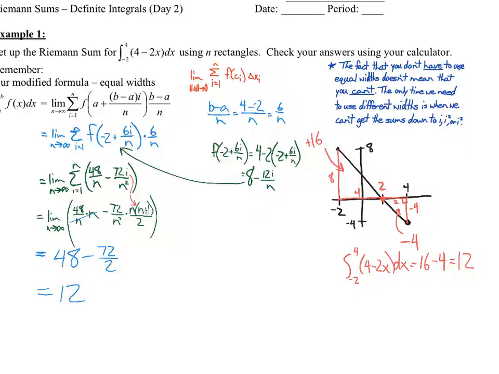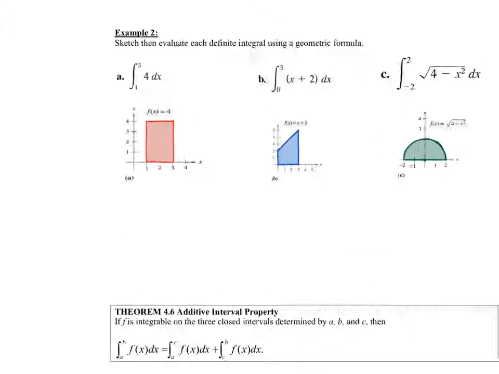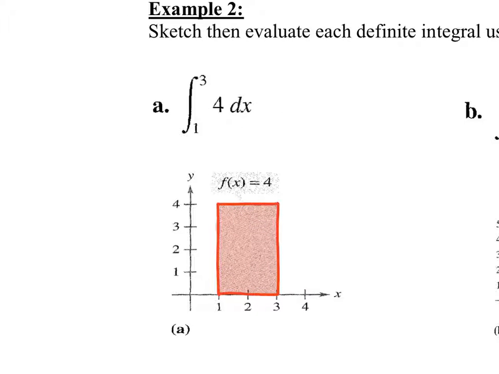So this one we were able to do with geometry, and we found the exact thing. We also found the exact thing using the limit process here. So here we've got a couple of different things. Remember, if it is geometrical, you can use geometry. So what would this integral equal? It's the integral from 1 to 3, so 2 times 4, that integral would be 8.